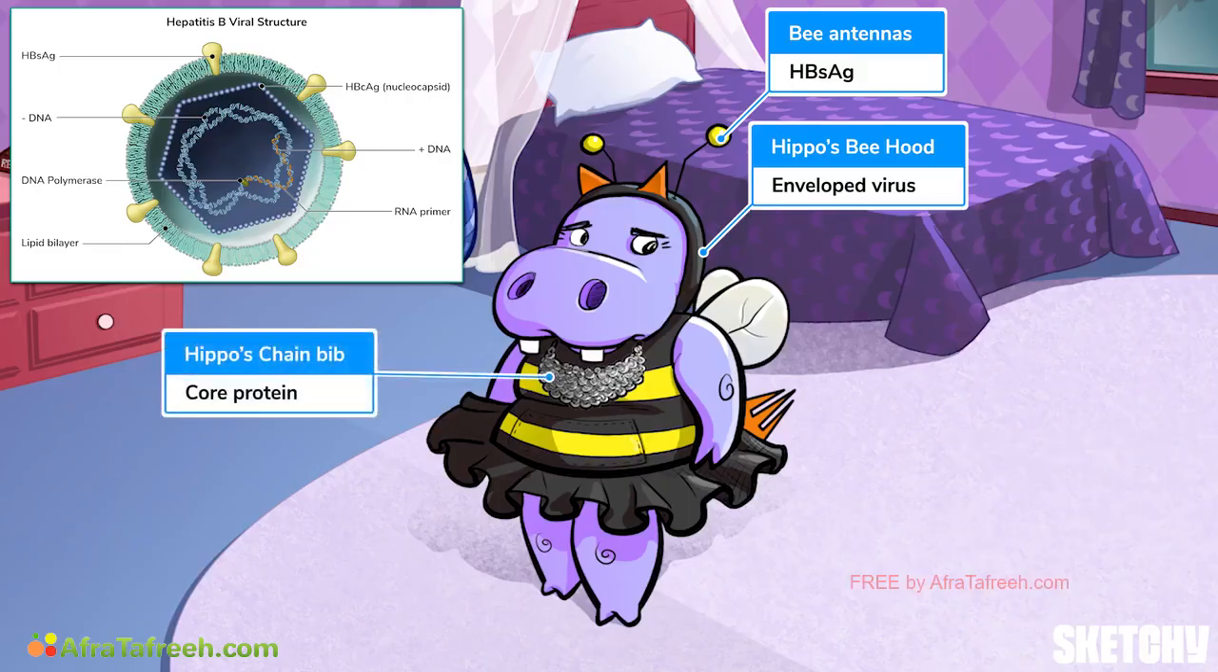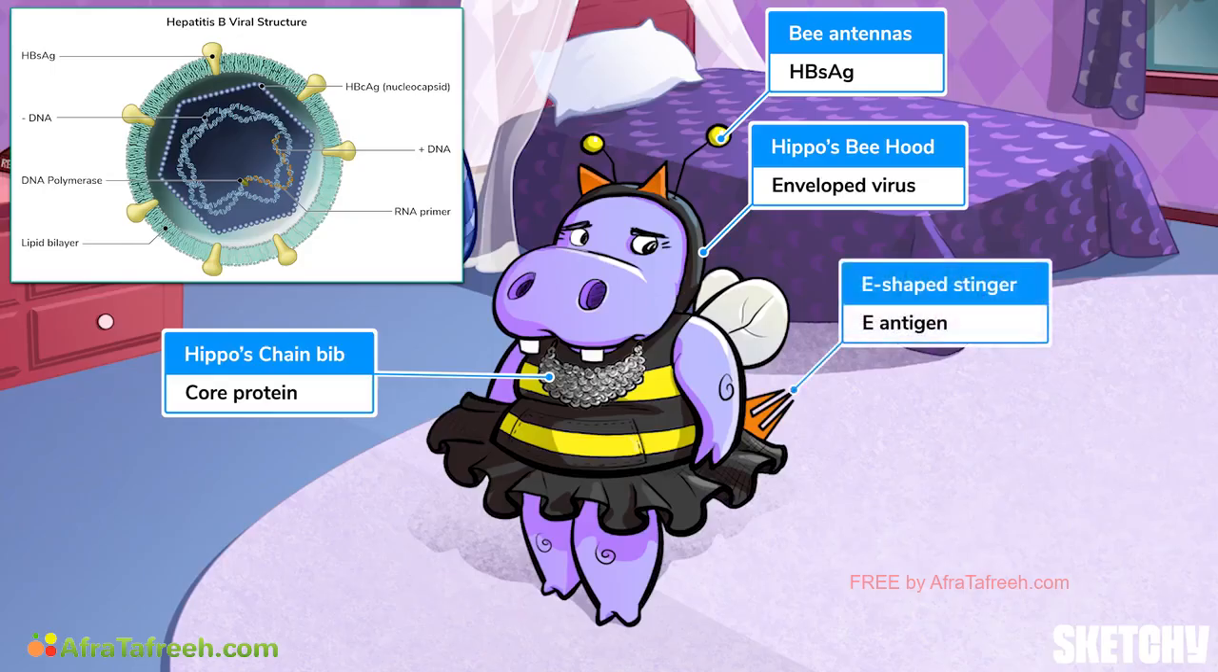Core protein, which makes up the nucleocapsid core, is symbolized by this chain bib, and related to the core protein is E antigen, represented by this E-shaped stinger. E antigen signifies that we've got actively replicating virus on our hands, and it also likely plays a role in infection by modulating the host's immune system.